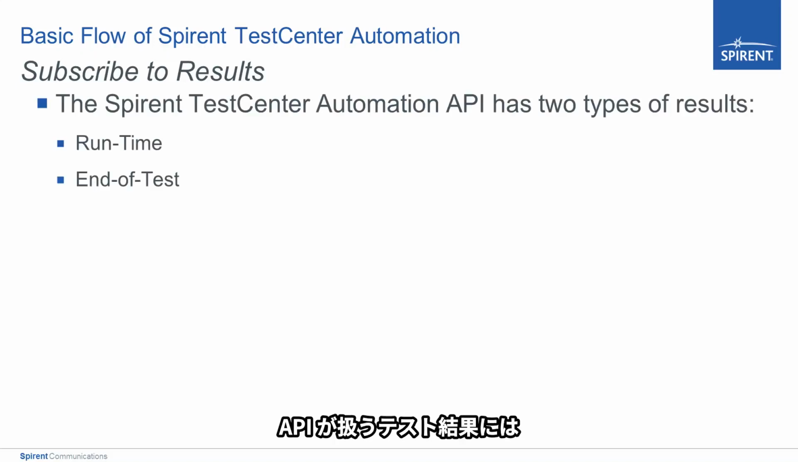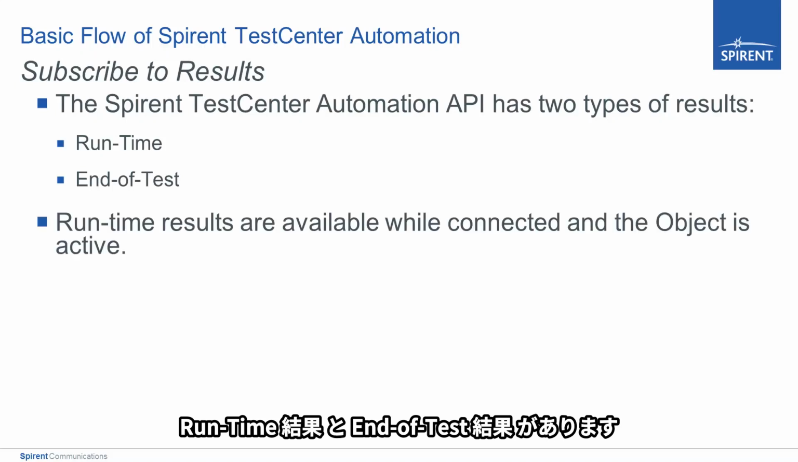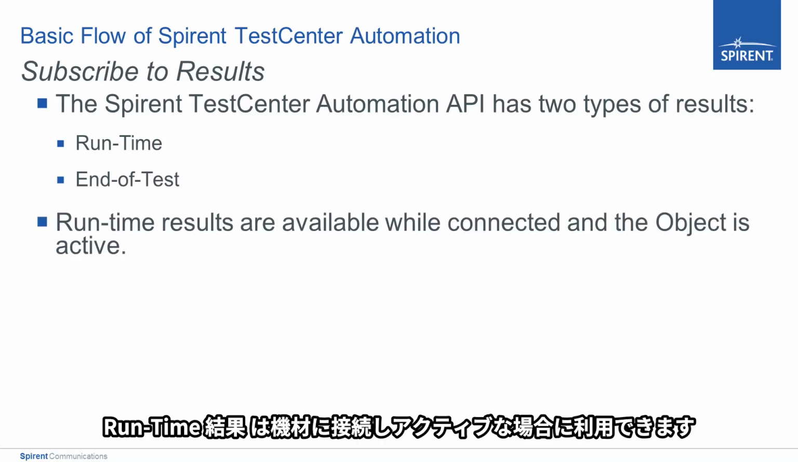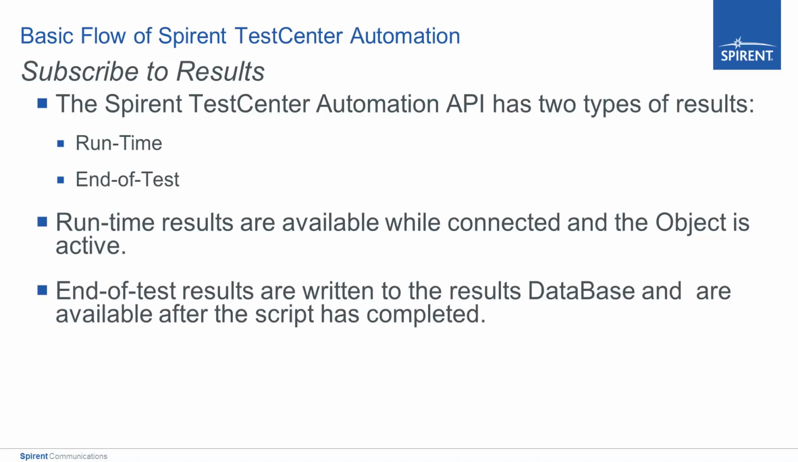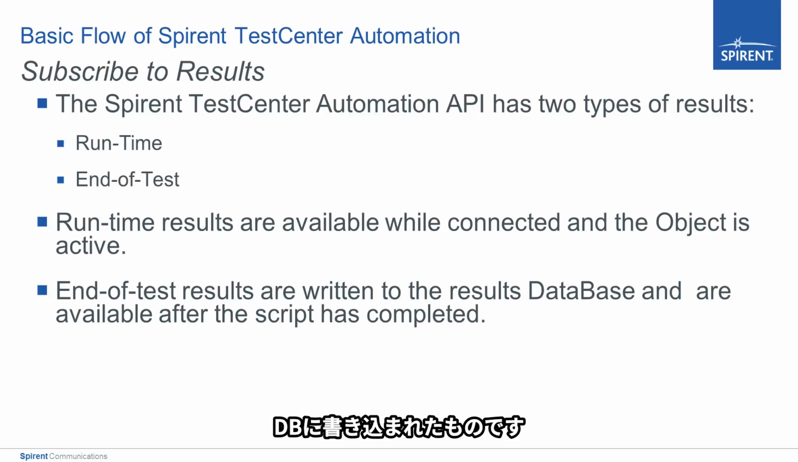Spirent TestCenter Automation API has two types of results, runtime and end of test. Runtime results are available while connected and the object is active. End of test results are written to the results database and are available after the script has completed. You could think of it as data model and database. So the data model is within the system and the database is going to be after the fact, and it will be written out to the database.